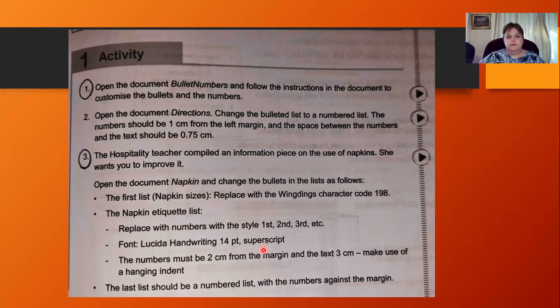and superscript, which means it goes up. Subscript is at the bottom. An example of a superscript would be x squared. The numbers must be 2 centimeters from the margin and the text 3 centimeters. So what would the by value be? It would be 2 plus what gives me 3, to give me a hanging indent. The last list must be a numbered list and the numbers must be against the margin.